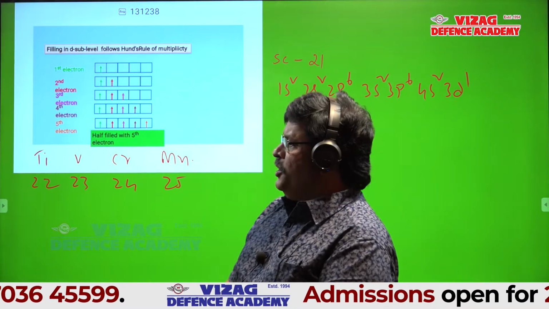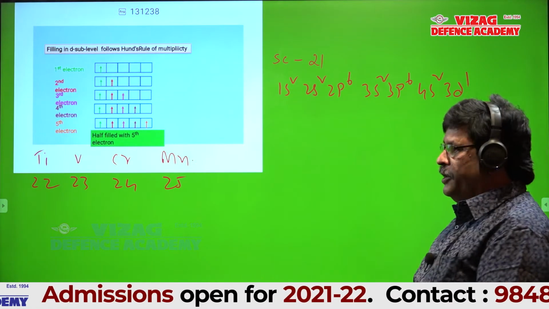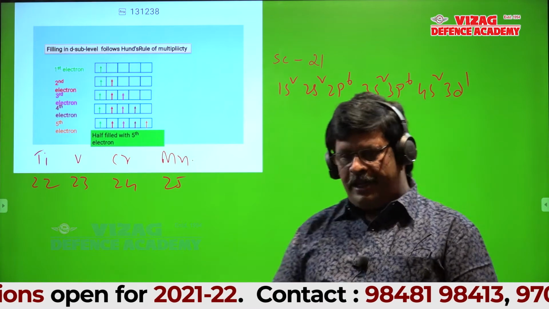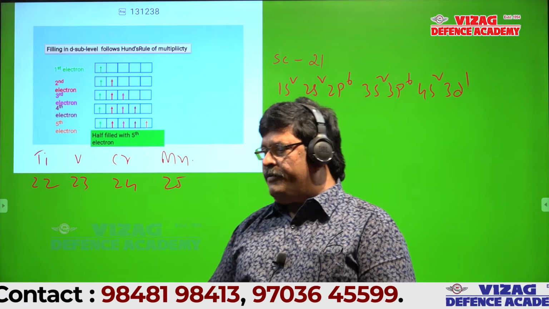Yes, Saket, you don't write simply 4s2 3d2, 4s2 3d3. Don't do like that. You write the full configuration. Better you start from 1s2 and write the complete configuration, Saket.